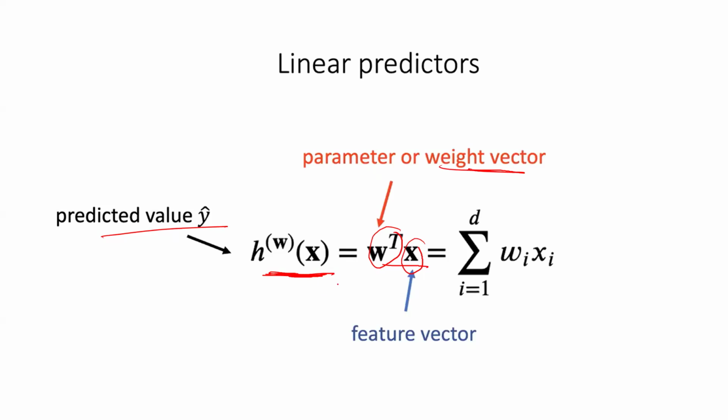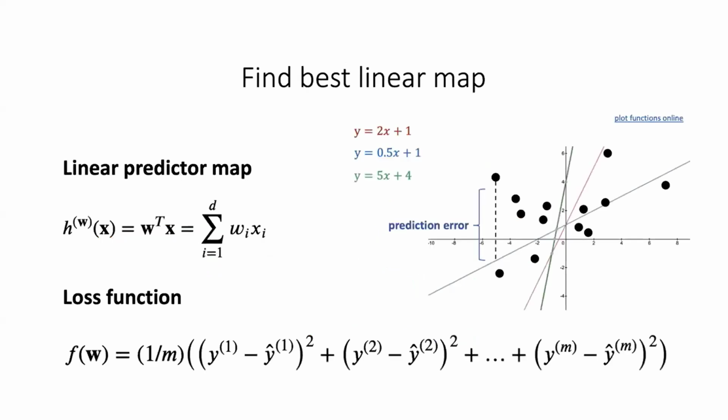So the weights are applied to the hidden nodes with the input x, and what you get is the predicted value y hat. This is how your y hat is being calculated. Now, to find out the best linear map, what we take is the prediction error.